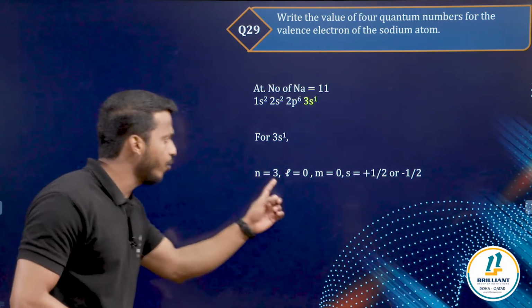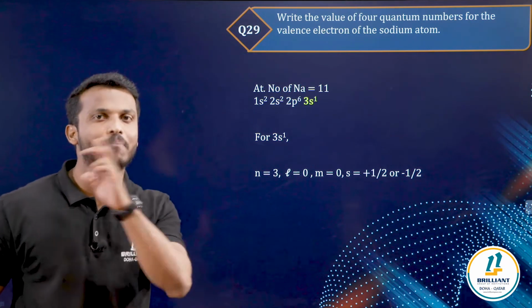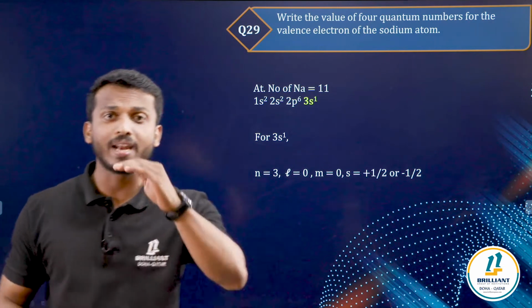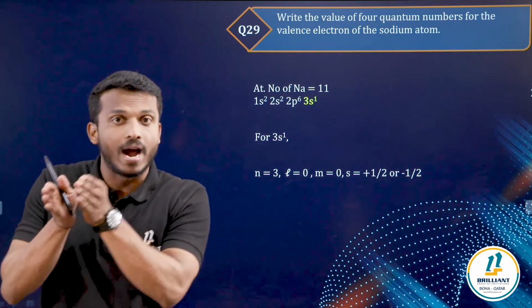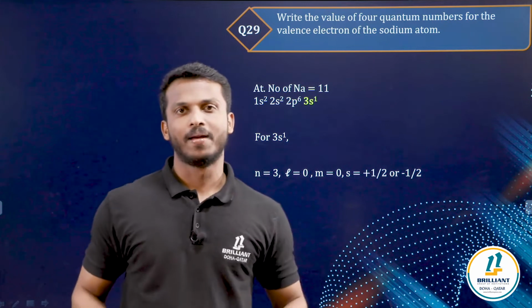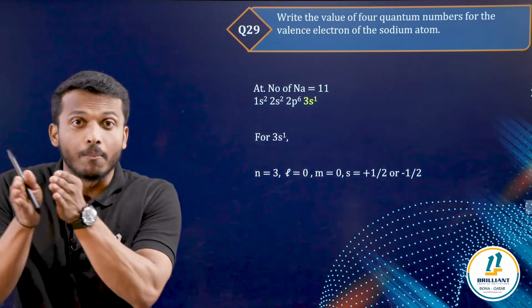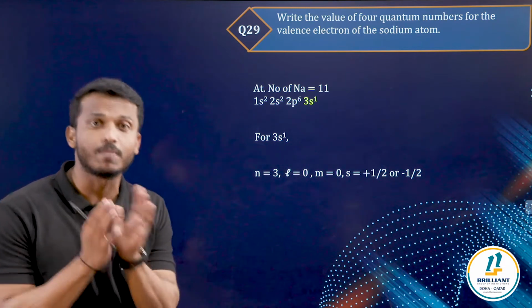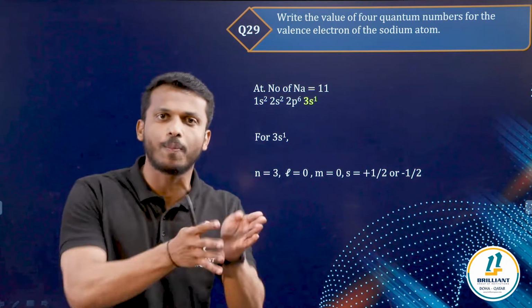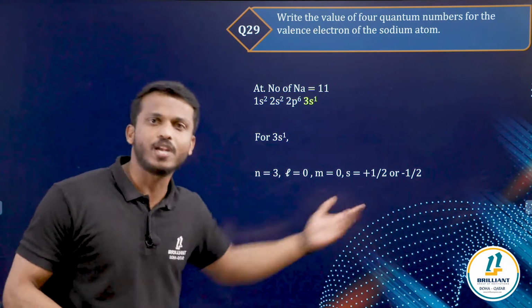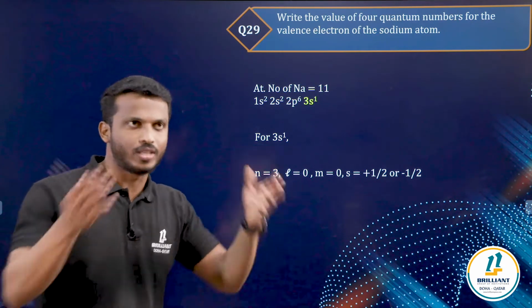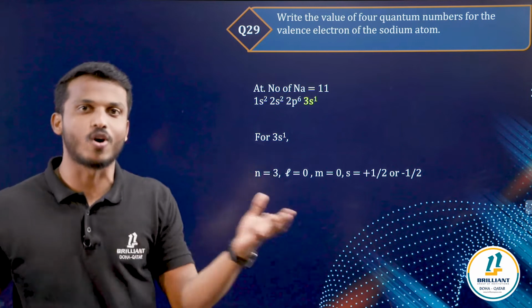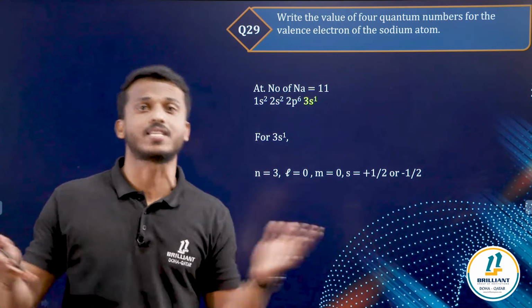What is the l value for s orbital? 0. Dear all, if you know the l value, how do you calculate ml, the magnetic quantum number? The magnetic quantum number ranges from minus l to plus l. The l value is 0, which means the magnetic quantum number is minus 0 to plus 0, that is 0. And the spin quantum number: the electron can spin with a plus half spin or minus half spin. We can write plus or minus half.